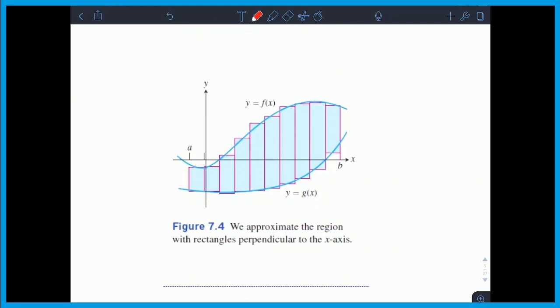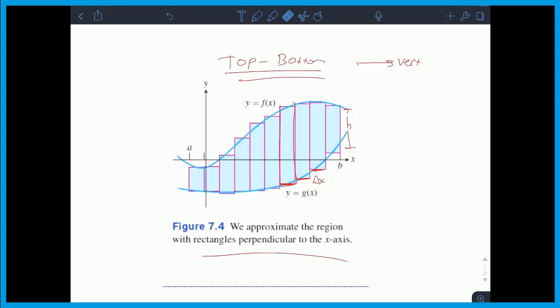Now, it's important to look at how we're structuring our rectangles. Notice that when we draw a vertical rectangle, it is perpendicular to the x-axis. What that means is that this delta x, this thickness, is parallel to the x-axis. So the delta x is on the bottom, and the height is from the top curve to the bottom curve. We're going to use this idea of top curve minus bottom curve, and stick that idea in our heads whenever we're doing a vertical rectangle.